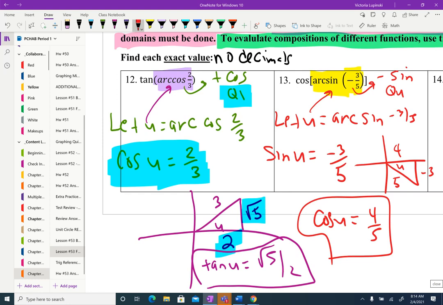And there's no other way to do this. The calculator will not work. The calculator will only work if this was the cosine of an arc cosine or a tangent of an arc tangent. It doesn't work if you have mismatched functions. Questions before I show you the last one?